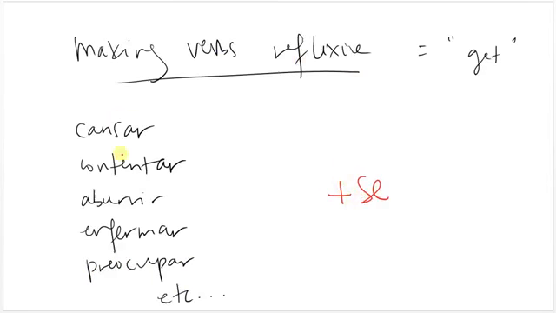Preocupar, to be worried. Preocuparse, to get worried. So you can pretty much make any verb reflexive that's an emotion verb or something similar. If you want to say to get sad or whatever, just add a se to the end. And that should be it.